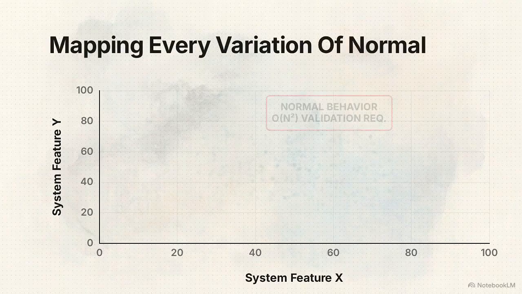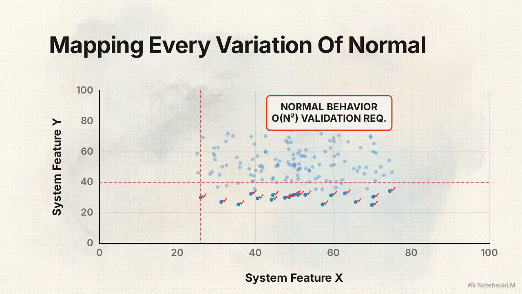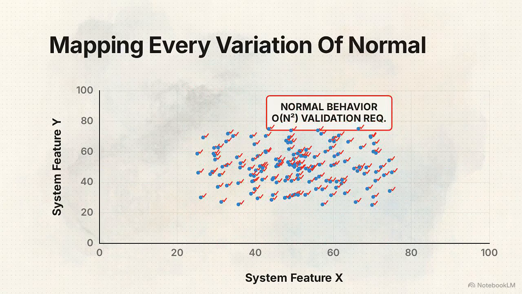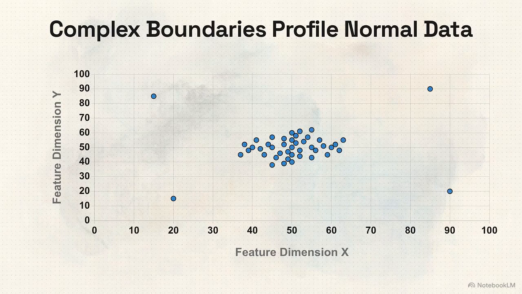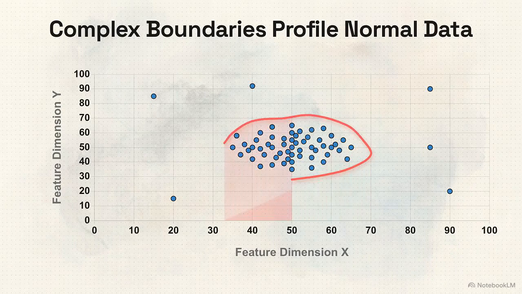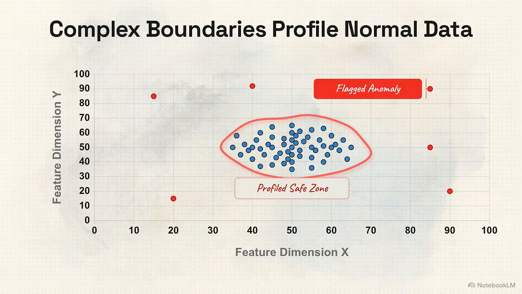Algorithms were built to mathematically map out every single variation of safe, expected behavior. Methods like one-class SVM or distance-based models do this by plotting data geometrically. They locate the densest clusters of everyday activity and then calculate complex, undulating boundaries to wrap around those safe zones. Anything falling outside that line is flagged as an anomaly.